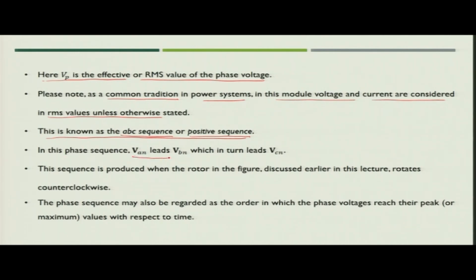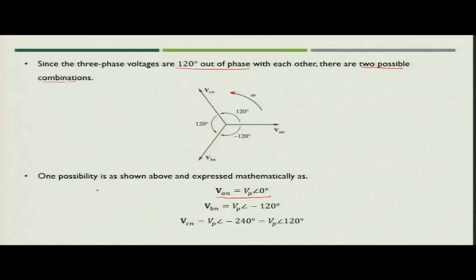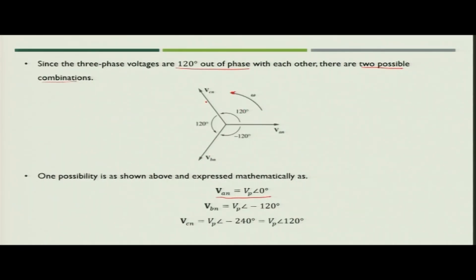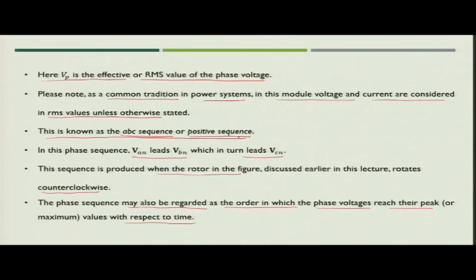Here we have seen that VAN leads VBN and VBN leads VCN. This sequence is produced when the rotor is rotating counterclockwise, as we have seen from the figure. This phase sequence may also be regarded as the order in which phase voltages reach their peak value with respect to time. So, if the arrangement is A, B, C, first A will reach its peak value, then B will reach its peak value, and then C will reach its peak value in this particular phase arrangement.